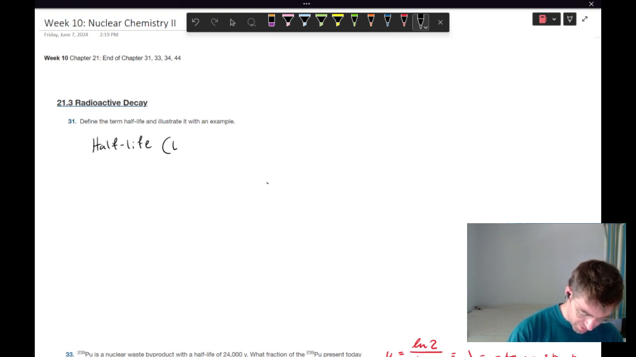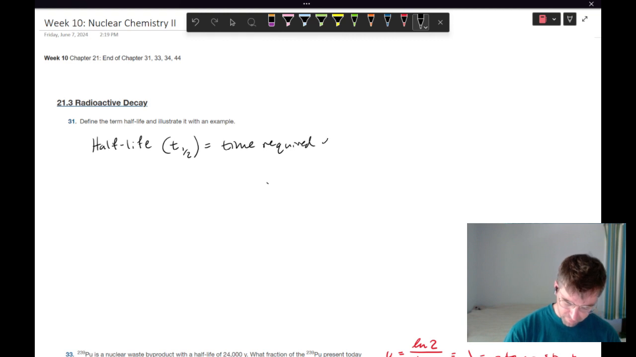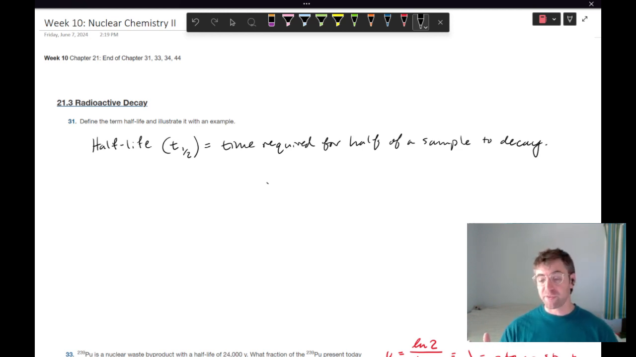Half-life, sometimes written T sub 1/2, equals the time required for half of a sample to decay. The classic example is carbon-14.